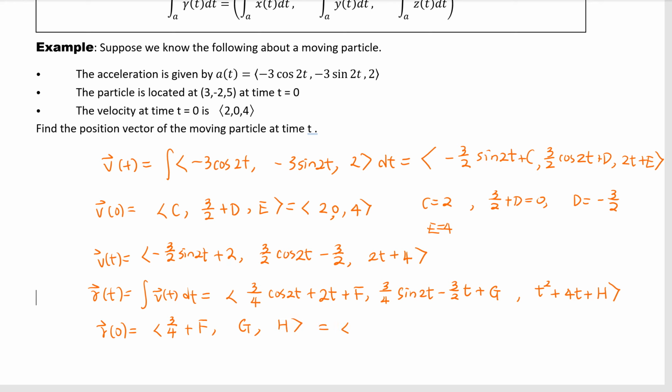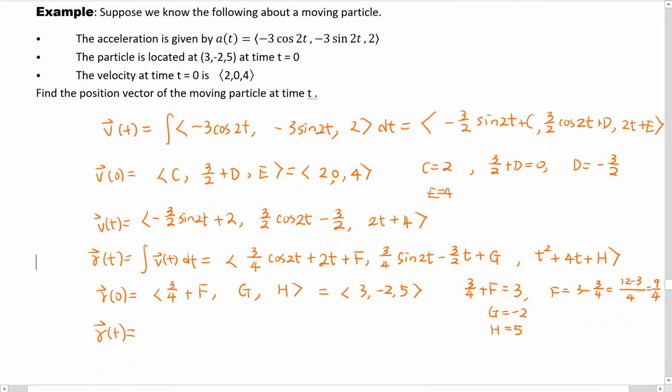Well, that is 3 minus 2 and 5. So 3 over 4 plus f is 3. Then f is 3 minus 3 over 4. Well, with the common denominator, 12 minus 3 is 9 over 4. And then we have g is minus 2, h is 5. So far so good.